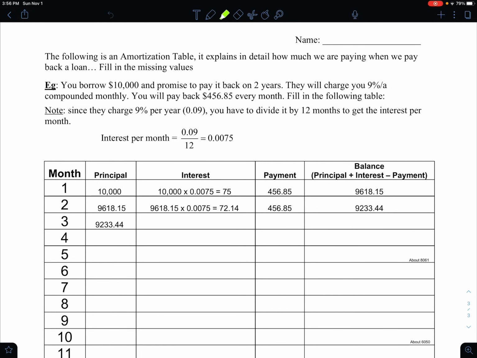Let's talk about an amortization table, which just means what happens when I owe money and I'm paying it off. Does the money all go out? What happens with the interest? Because I know they're paying some interest. And this is exactly how it goes. So let's look at this.